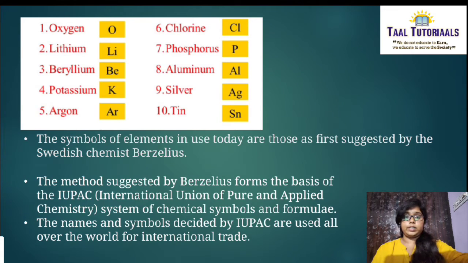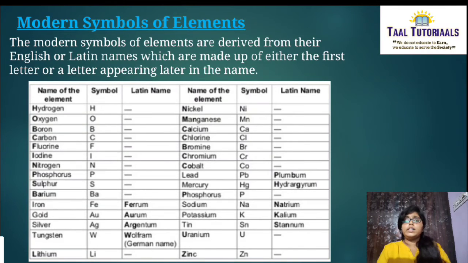Okay. Next, now modern symbols of elements. See, modern symbols of elements are derived from their English or Latin names, which are made up of either the first letter or a letter that appears later in the name. They have taken the first letter, or sometimes a letter in the middle also. Okay, here are more elements and the symbols of each. Symbols, Latin names, like that they have given.